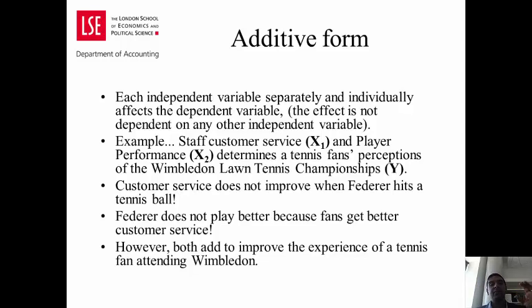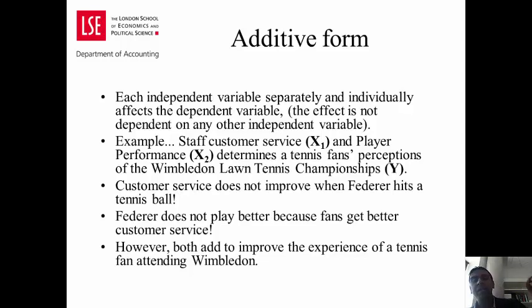With the additive form, each individual independent variable, much like in mathematics and statistics, affects a dependent variable. Independent variables separately and individually affect a dependent variable. They don't affect each other. For example, if we think about the Wimbledon Lawn Tennis Championships, staff customer service might be one independent variable, and player performance might be another. Independent variables for what? For customer satisfaction, or tennis fans' satisfaction. That is our dependent variable.